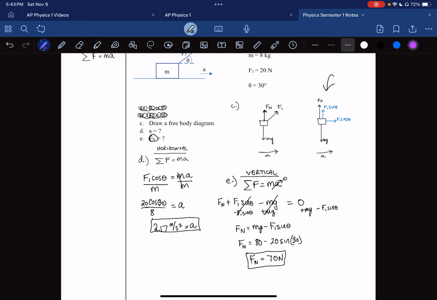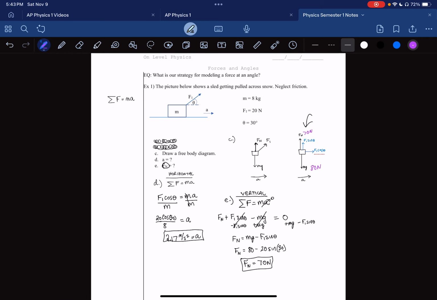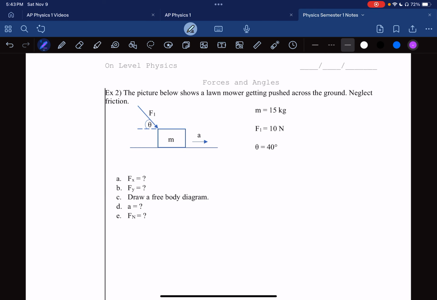Cool, let's take a look at this. Notice how the gravitational force is 80 newtons, because it's 8 times 10, but Fn is only 70 newtons. When you pull up on an object a little bit, we are essentially decreasing the amount of normal force on the object. We're decreasing the amount that the floor is having to push back on the object. That kind of makes intuitive sense. Cool, that's one example. I believe the second example also doesn't have friction. Okay, well, that's good.